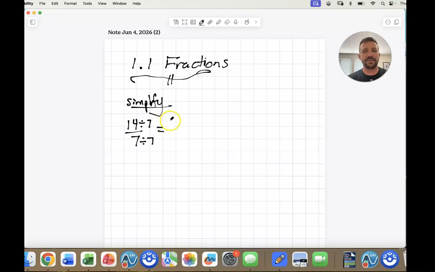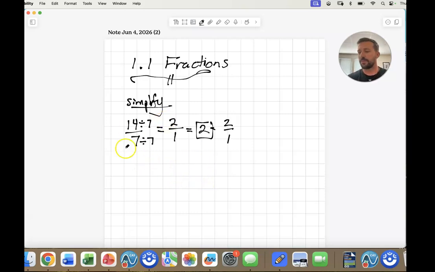And 14 divided by 7 is 2. 7 by 7 is 1. And if you ever have a denominator, the thing on the bottom, if it's ever 1, you can just write it as 2. Or you can do the opposite. You can write it as 2 over 1, but usually we write it like that. And that is the simplified version of 14 over 7.